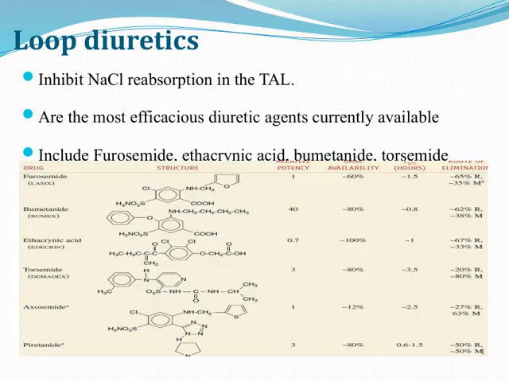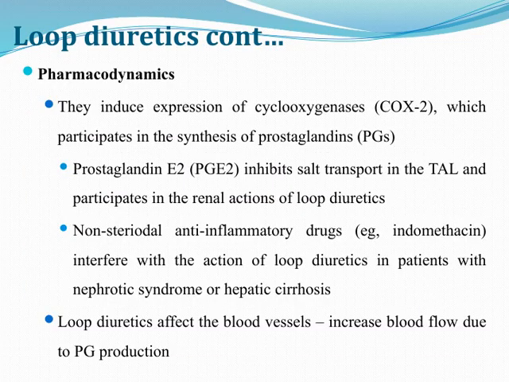The most common agents in this class include furosemide, ethacrynic acid, bumetanide, and torsemide. Each of these has slightly different properties, but they all share this key mechanism of action, making them the go-to options when potent diuresis is needed. So, understanding how they work helps us appreciate why they're considered the most efficacious diuretics available and how they fit into broader treatment strategies. Let's dive a bit deeper into the pharmacodynamics of loop diuretics.